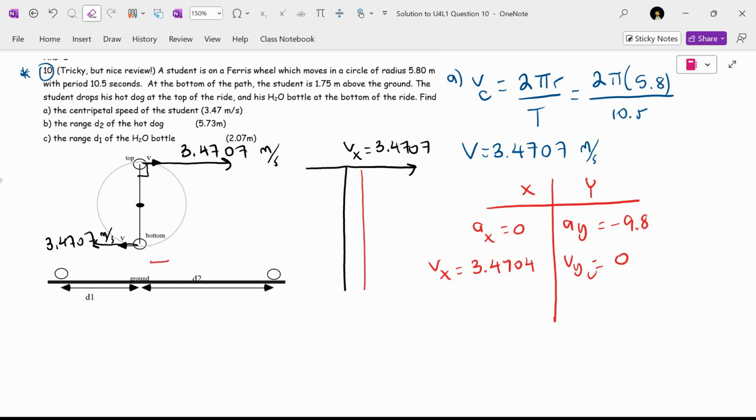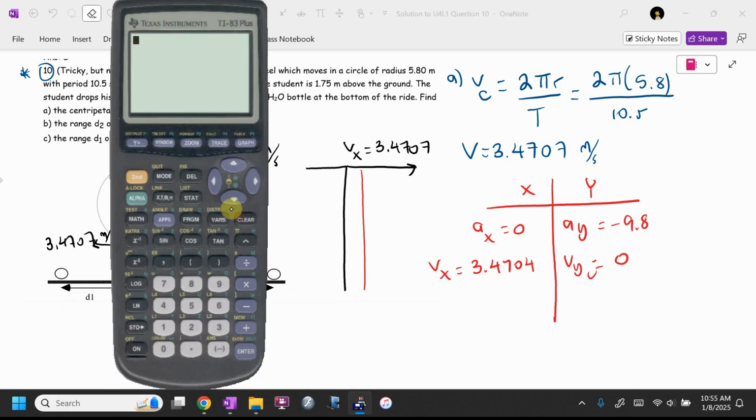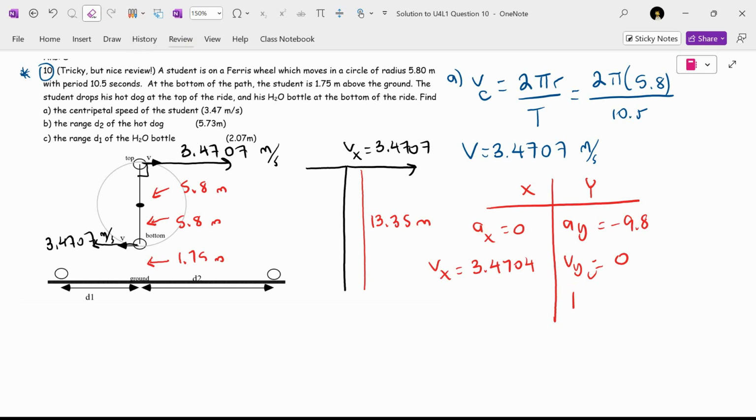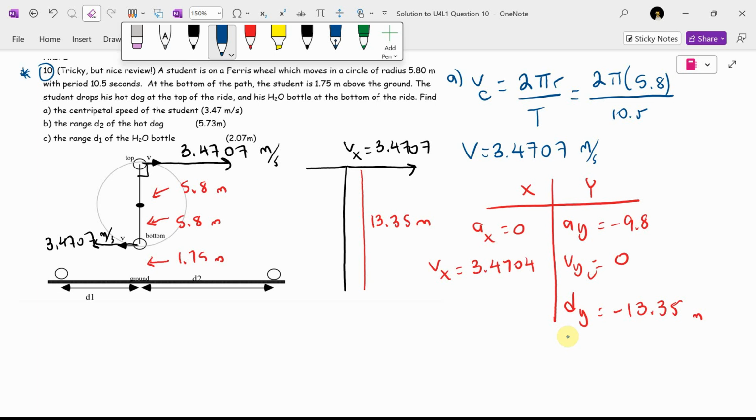What I need is this distance here. It tells me that this is 1.75 meters, and I know that's a radius, 5.8 meters. So if I go 1.75 plus 5.8 plus 5.8, or 5.8 times 2 plus 1.75, I get 13.35. I get that this is 13.35 meters. Now, when I make it a vertical displacement, I'll need to make it negative because we ended up below from where we started. And that's the column I have 3 things in.